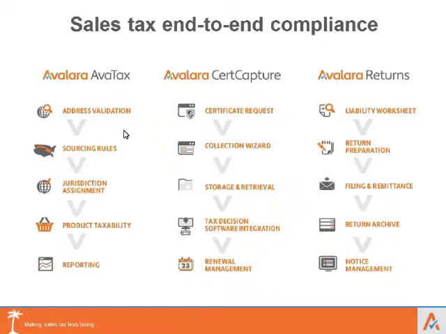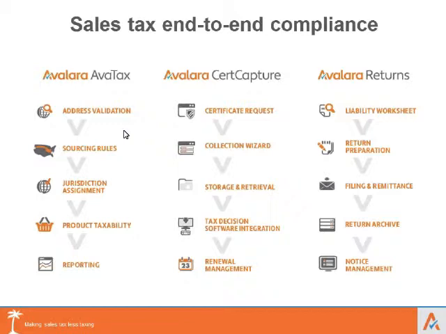And with manufacturing, exempt certificates can be big. It's also an area, you should know this, that auditors like to look at. It's one of the first areas they look at because there's low-hanging fruit there. And a lot of customers don't have a real solid way to manage those exempt certificates. So definitely pay attention to that area as well, in addition to the calculation and the jurisdiction assignment.